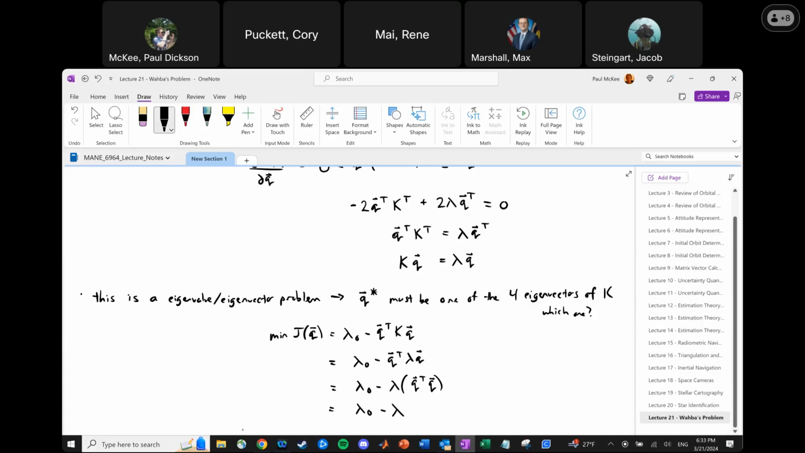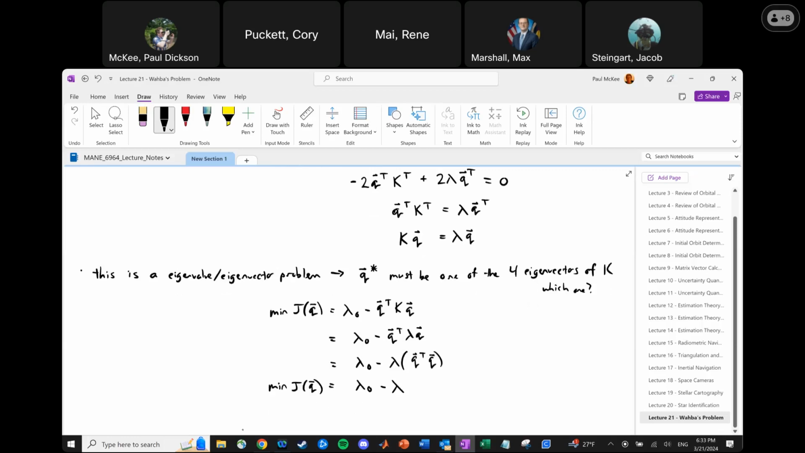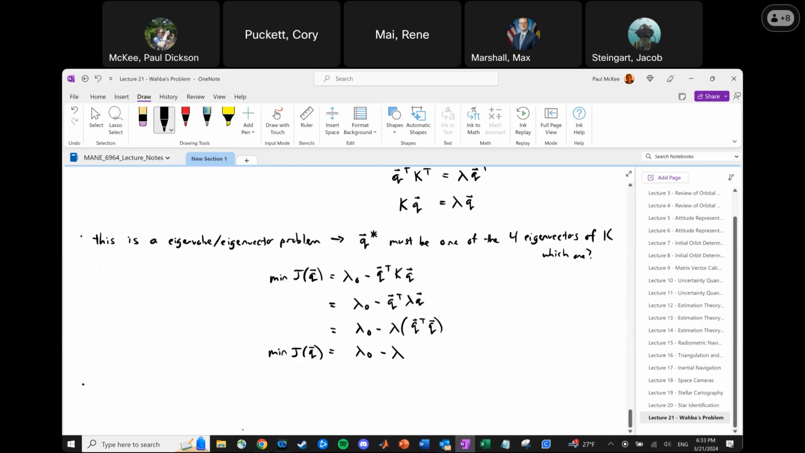Okay, but this is a minimization problem. So the minimum of J of q is now lambda naught minus lambda. So it behooves us to pick the largest eigenvalue of K. So to minimize J, we need the largest in value, largest in scale, eigenvalue of K.